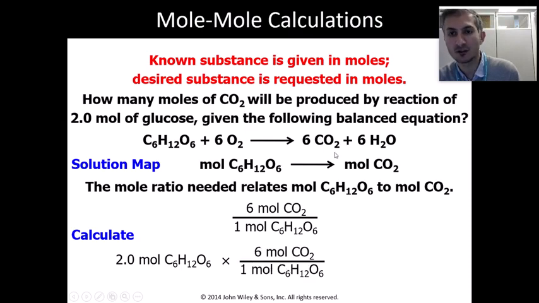In the conversion factor we find 1 mole for glucose and 6 moles for CO2. We don't look at the oxygen and H2O here. So moles and moles cancel out. 2 sig figs, we should report by 2 sig figs here. We use this mole ratio between CO2 and glucose: 6 moles CO2, 1 mole glucose. So the known substance is given in moles, and the desired substance is requested in moles. Mole calculation.